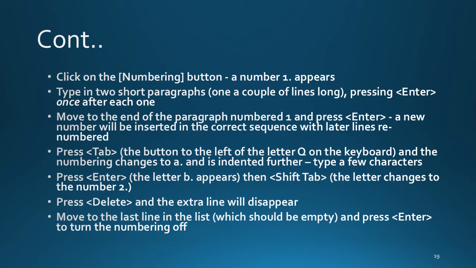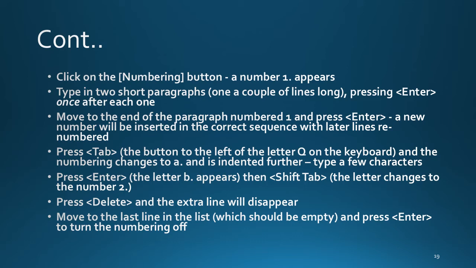Continued. Click on the Numbering button. A number 1 appears. Type in 2 short paragraphs, one a couple of lines long, pressing Enter once after each one. Move to the end of the paragraph numbered 1 and press Enter. A new number will be inserted in the correct sequence with later lines renumbered.